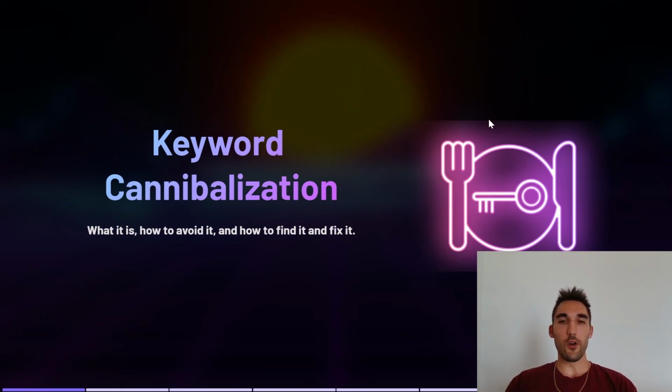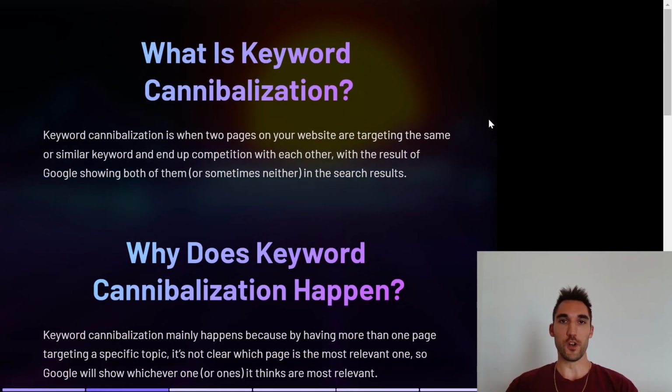All right, in this video, I'm going to cover everything you need to know about keyword cannibalization: what it is, how to avoid it, and how to find it and actually fix it. So first of all, what is keyword cannibalization? Keyword cannibalization is what happens when two pages on your website are targeting the same or very similar keywords and end up actually competing with each other, with the result of Google showing both of them or sometimes neither in the Google search results.